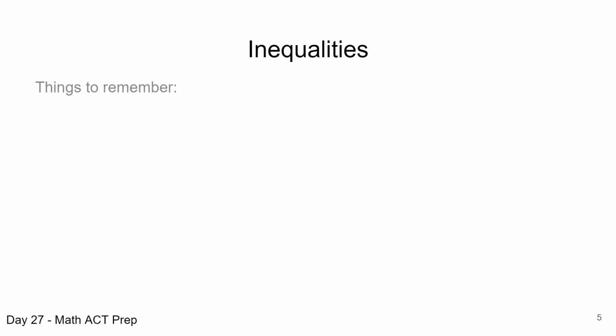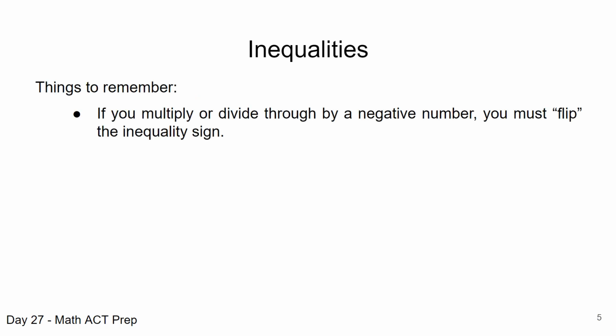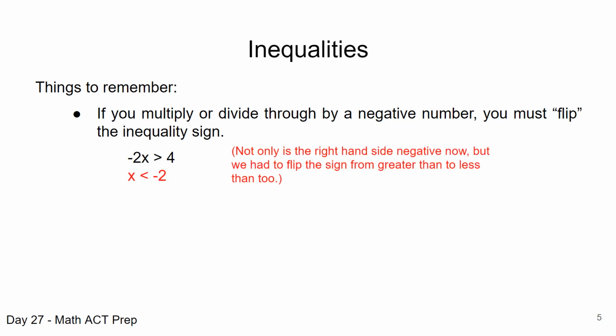There's a couple of things we want to remember about inequalities. Anytime you multiply or divide through by a negative, we're going to need to flip the inequality sign. So if we have a question like this that we need to solve, negative 2x is greater than 4, to solve for x, we're going to divide through by negative 2. And when we do that, we're going to flip the greater than sign to make that less than. And then also don't forget, we still need to keep the negative because it's 4 divided by a negative 2.